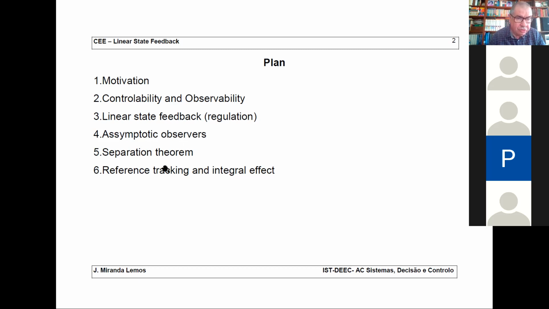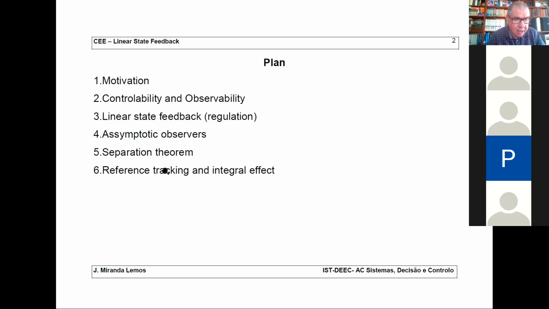And then we show a very useful theorem, which is the separation theorem, that says that you can design the state feedback controller and the asymptotic observer for the state in a separate way. And when you put everything together, that is to say, instead of feeding back the state, you feed back the estimate of the state, then if you design them separately, it works. And the poles are the ones that you expect.